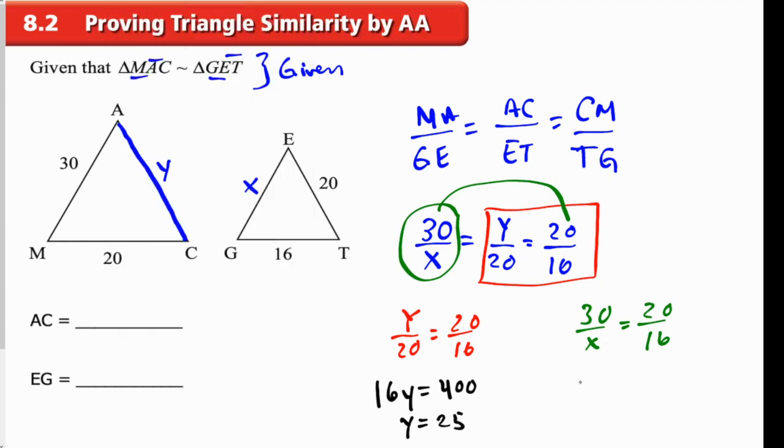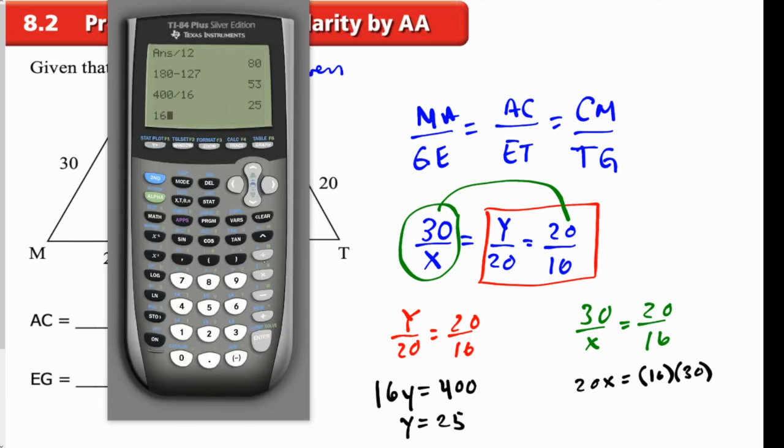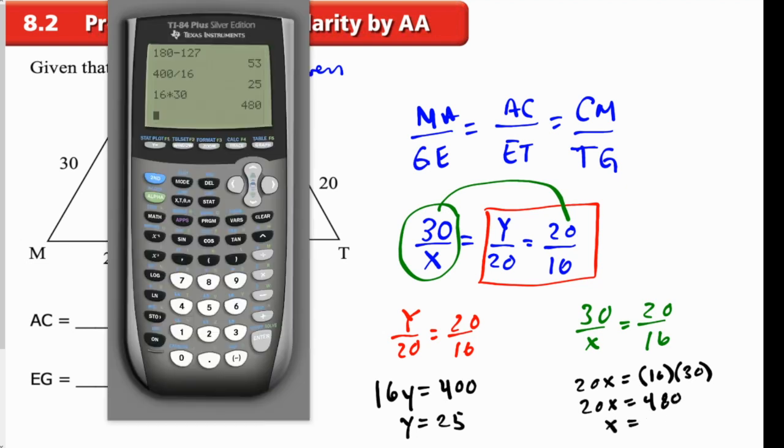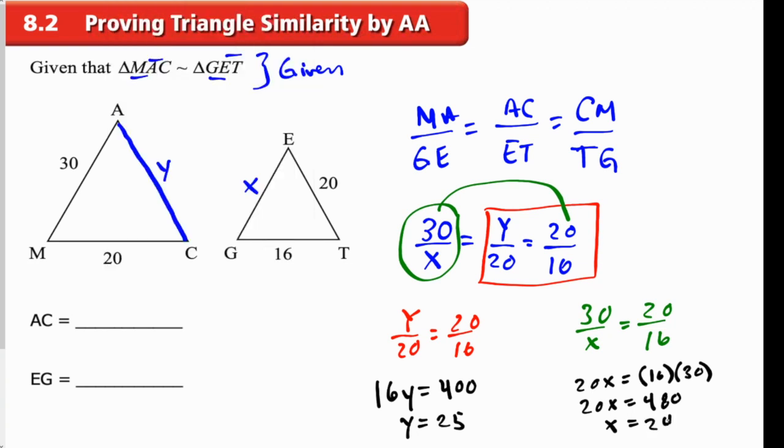And now this cross product is 20x equals 16 times 30. That gives us 480. And now we'll divide that by 20. And that gives us 24. So remember that X we put in place of GE. So GE is 24. And Y we put in place of AC. So AC is 25.